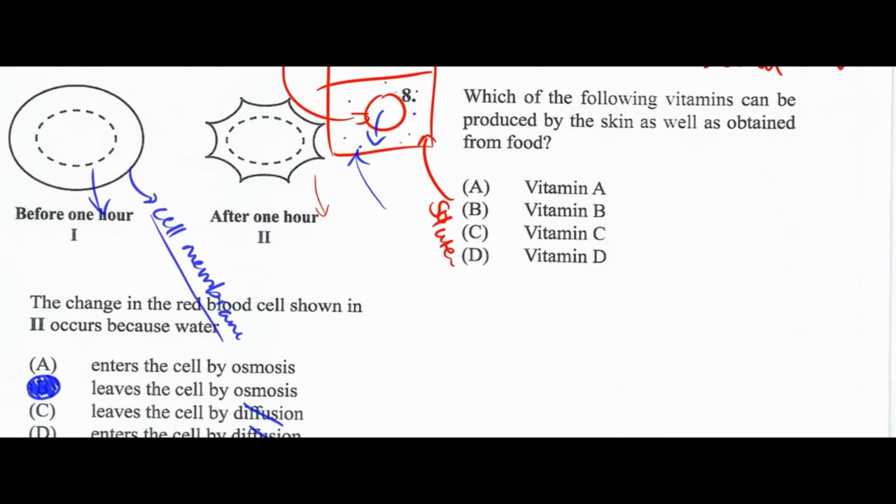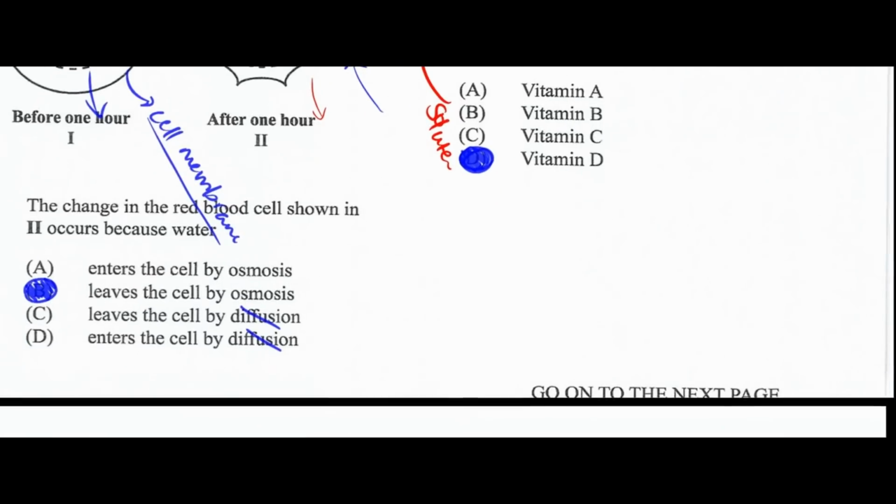Which of the following vitamins can be produced by the skin as well as obtained from food? That's vitamin D. Whenever you're exposed to sunlight, your keratinocytes are able to synthesize vitamin D, and you can get vitamin D as an essential vitamin from, say, citrus fruits and such, like oranges, grapefruits.